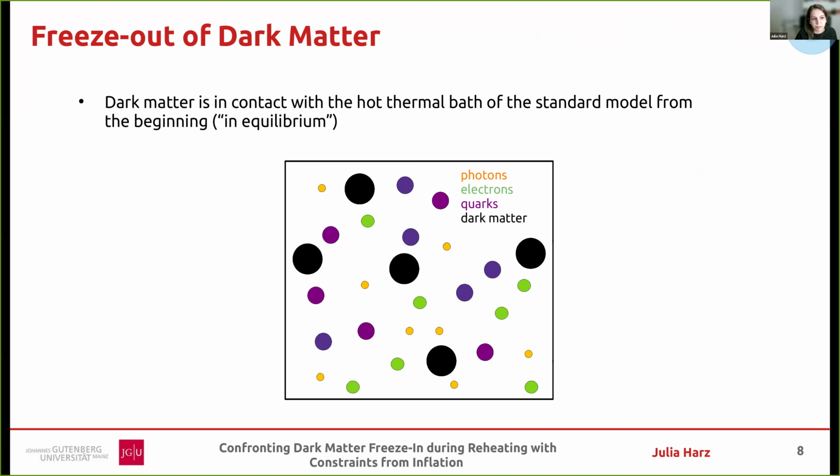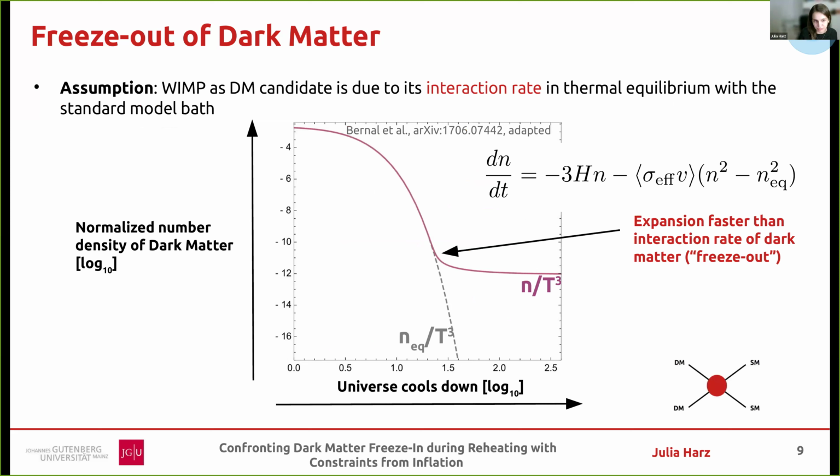If the dark matter is in contact with a hot thermal bath of the Standard Model from the beginning, this is the so-called freeze-out picture that we have for the WIMP. So we have a larger coupling, such that the dark matter particle is in the thermal bath from the start. Then we can solve the Boltzmann equation and see how much relic abundance we would still have today, and compare if we get the right value.